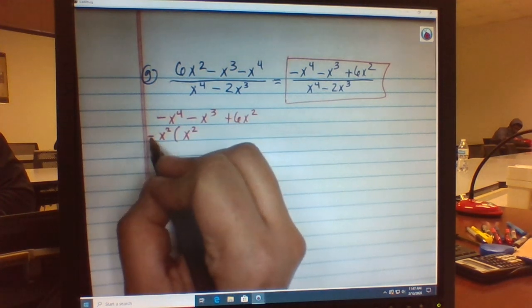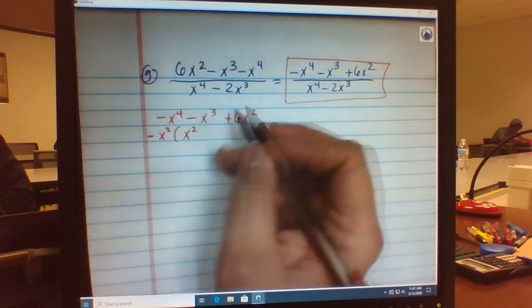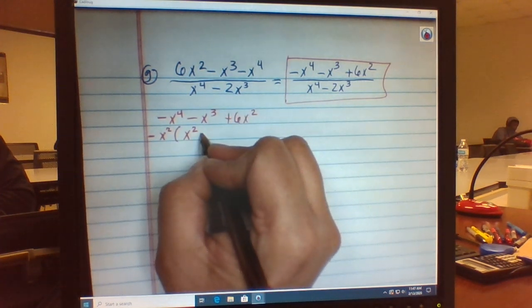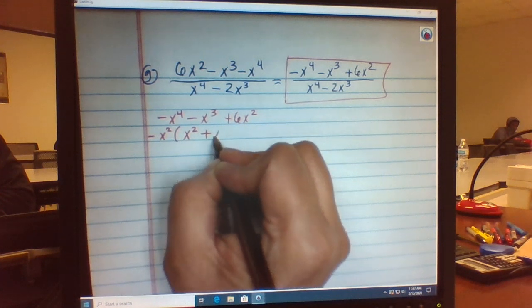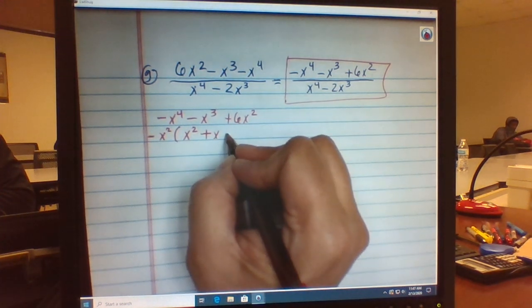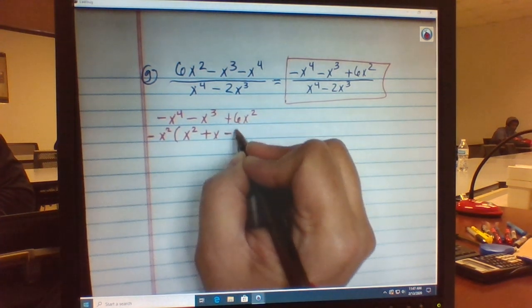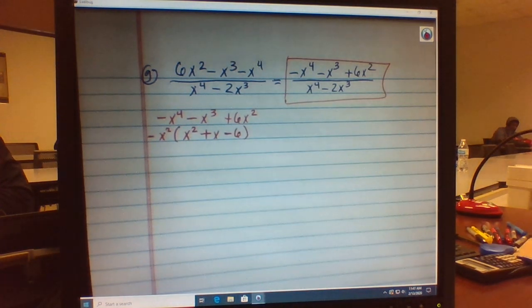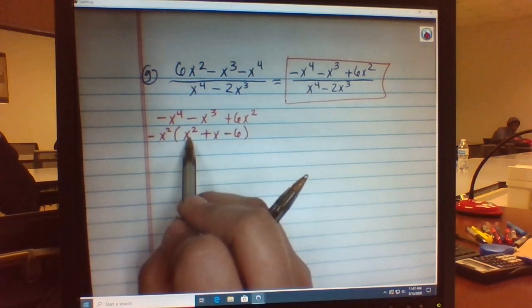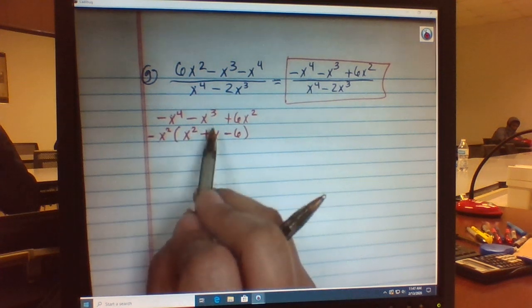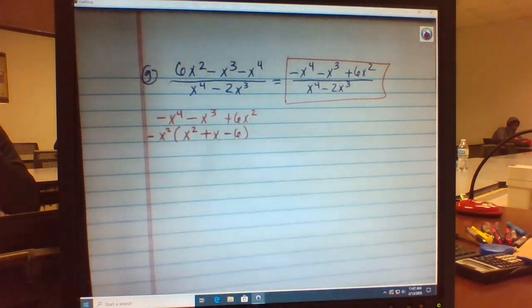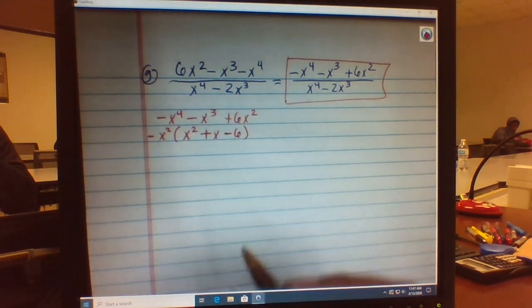So if I take out a negative x squared from a negative x cubed, what do you have left over? Plus x. And what do you have here? Minus 6. And remember, you could always go back and check, is this times this going to give me that? The negative times the negative will give me that positive. Perfect.